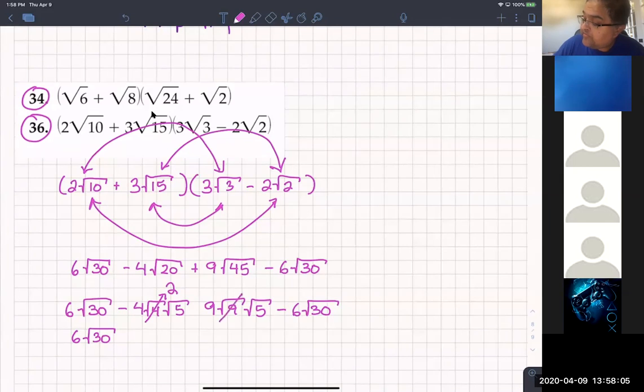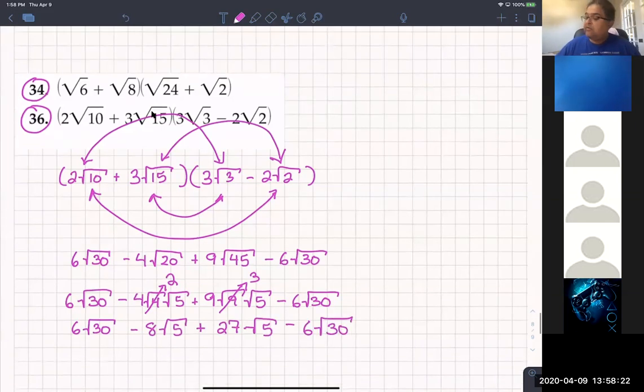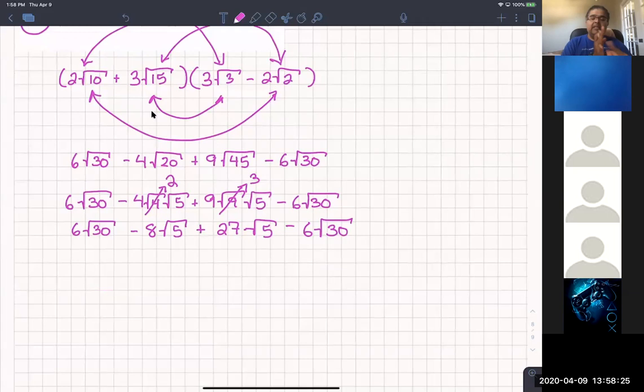Okay, and what is the square root of 9? 3. So negative 4 times 2 is negative 8 root 5. 9 times 3 is 27 root 5. 6 root 30. Now, is there anything else that I can break up into two different products? Okay. Now, can I combine any of these? Yes, 6 and negative 6.